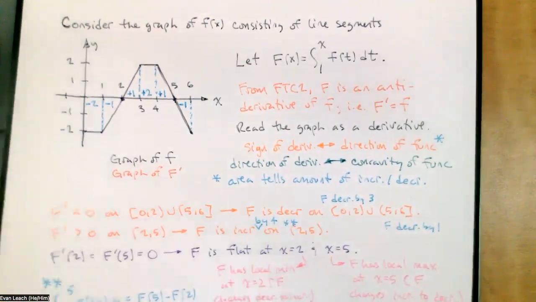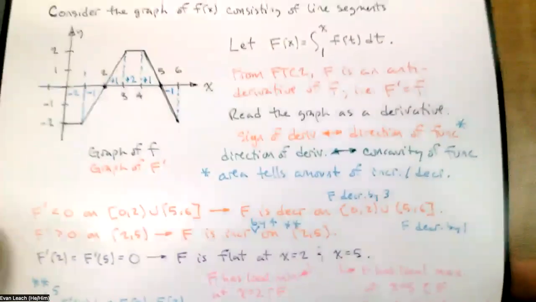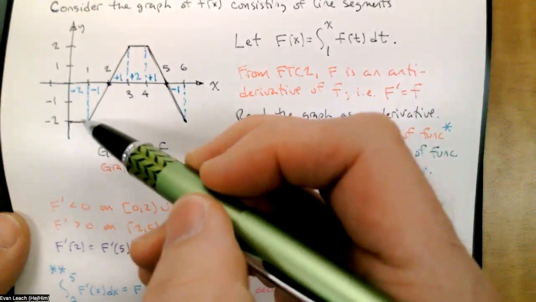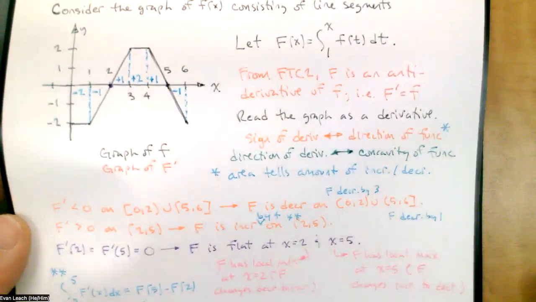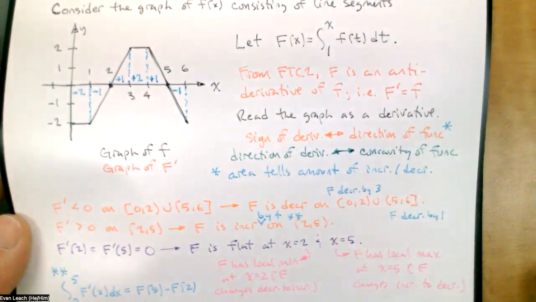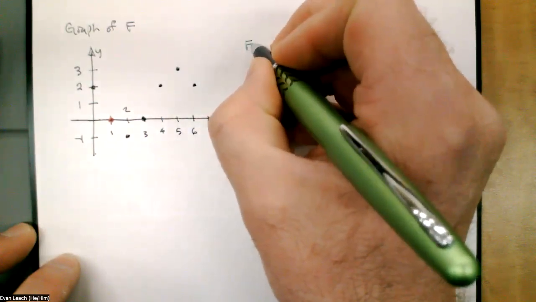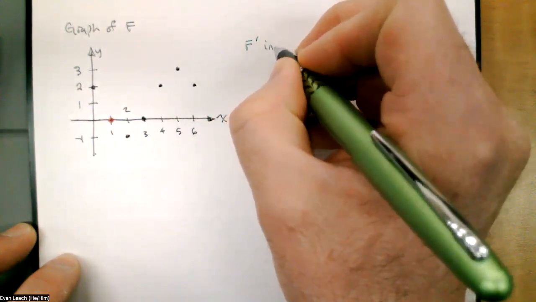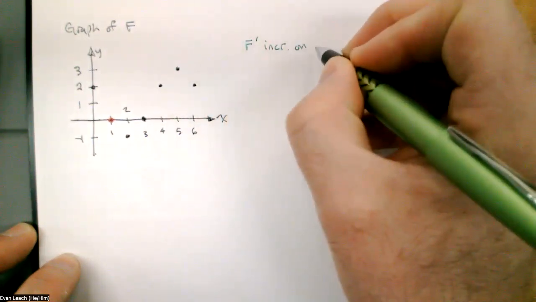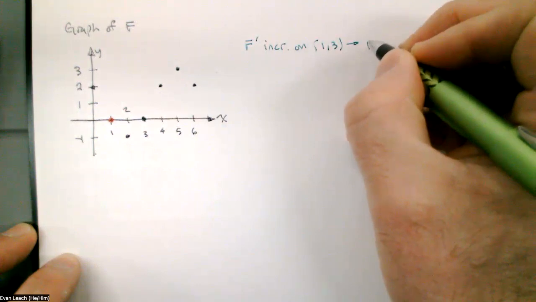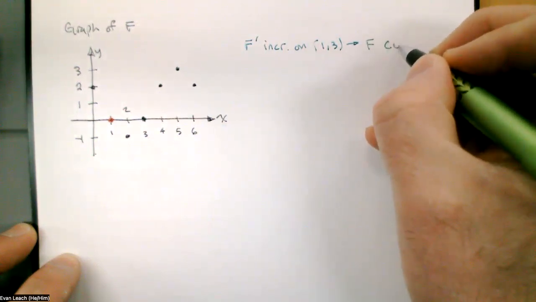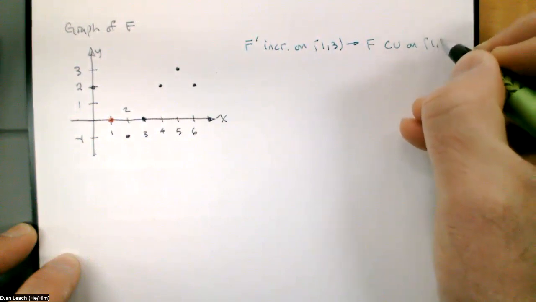So we can see on our graph, I just smeared the graph, didn't I? No, good. We can see that our derivative is increasing from -1 to 3. So our function will be concave up from -1 to 3. So capital F prime is increasing on the interval from 1 to 3. So capital F is concave up on the interval from 1 to 3.